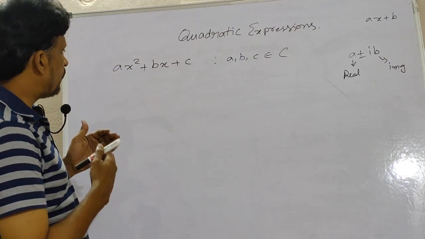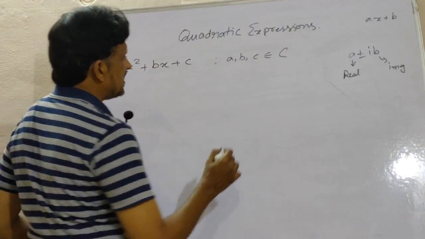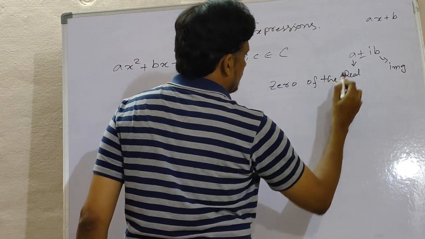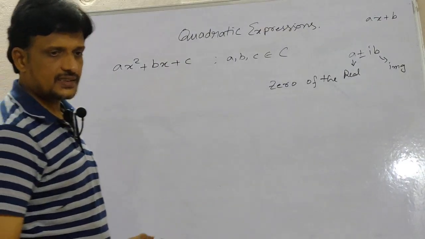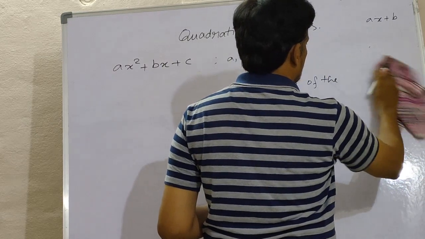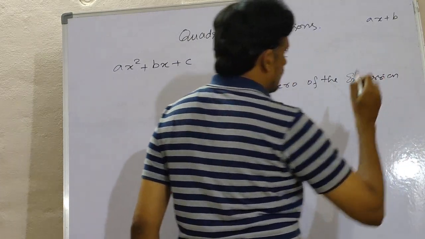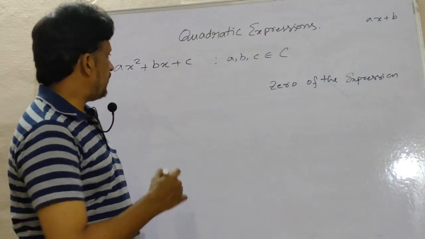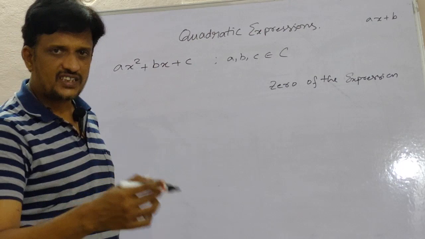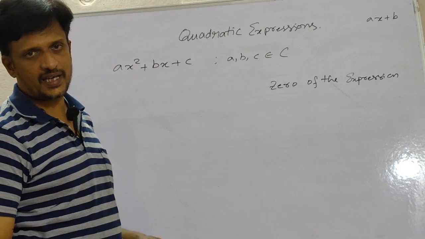Then for what value of x is the value of the expression 0? That is called a zero of the expression. So an expression is given here. If you write different values for x here, for each value of x you will get one result. For what value of x will you get the result 0? That is called a zero of the polynomial expression.